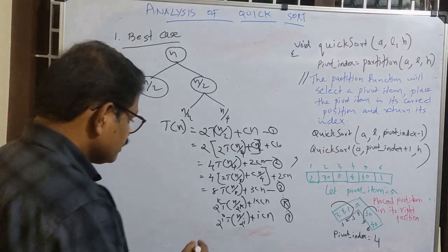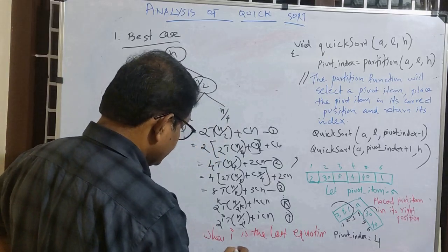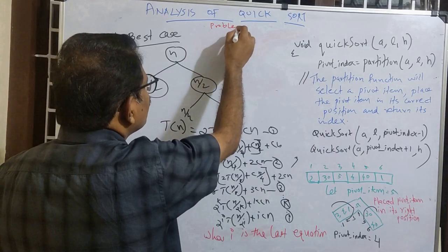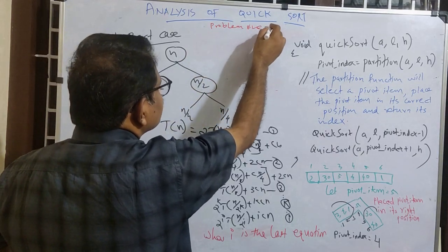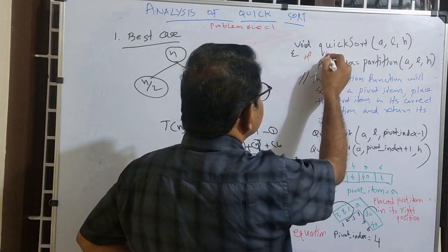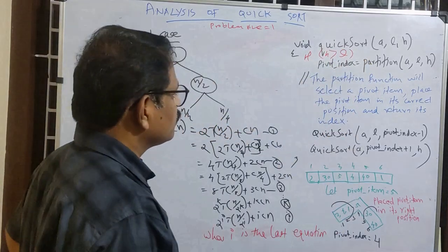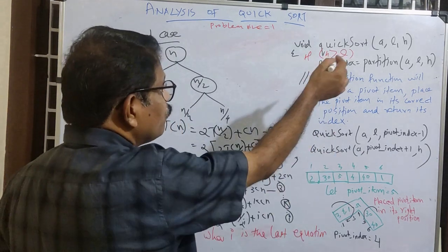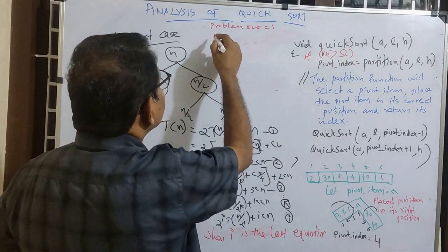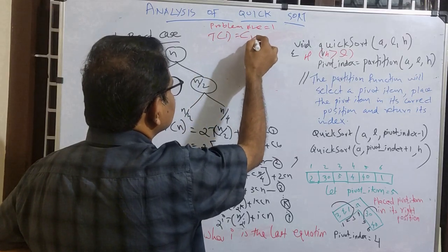When i is the last equation, the problem size is equal to 1. We will go for this partition only if h is greater than l. If they are equal, that is only one element, and there is nothing to do. We will say the cost of processing one element is equal to some constant C1.